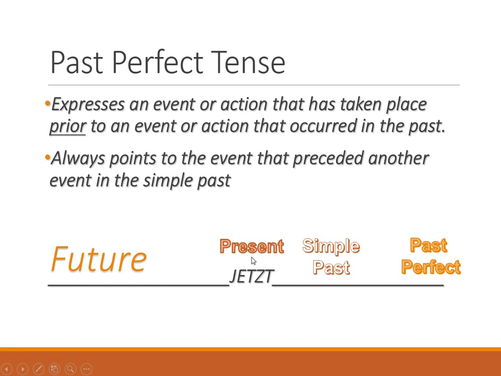So right now, I see the movie. I see it. I will see it is the future. I saw it. I saw the film or the movie, simple past. So what we're going to look at is I had seen, for past perfect. I had seen. So I see the movie. I saw the movie. I had seen.